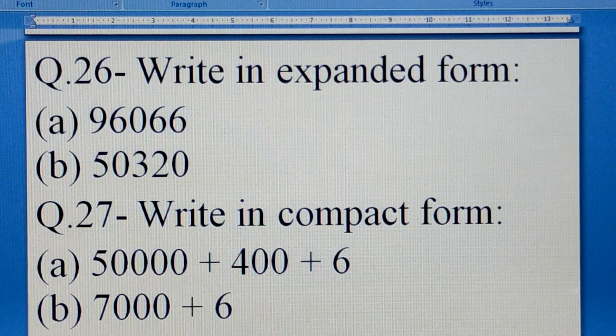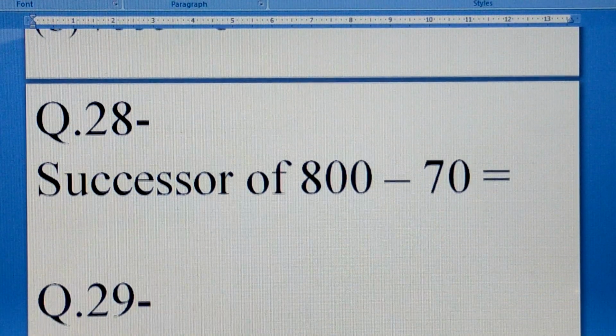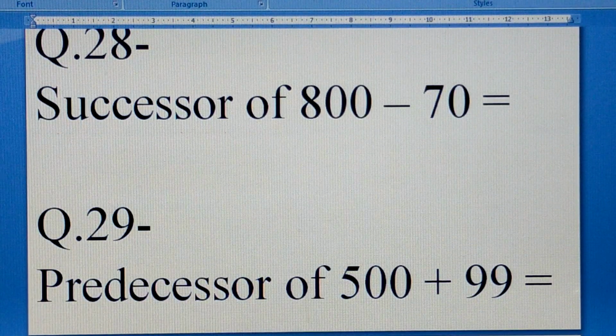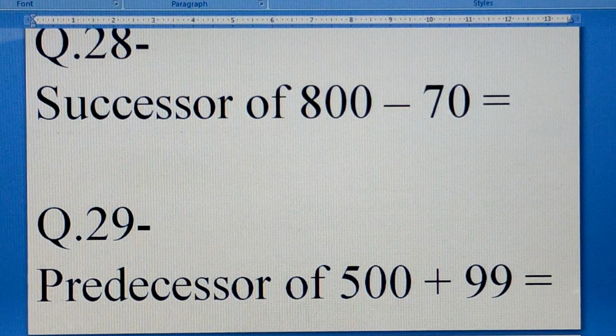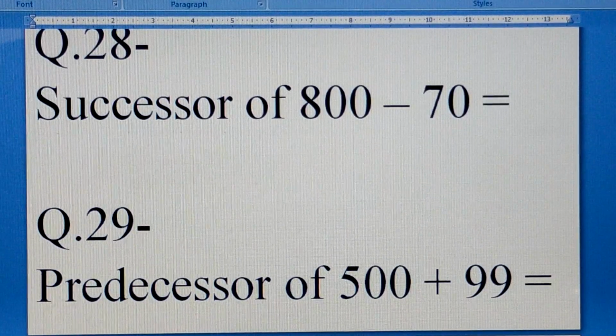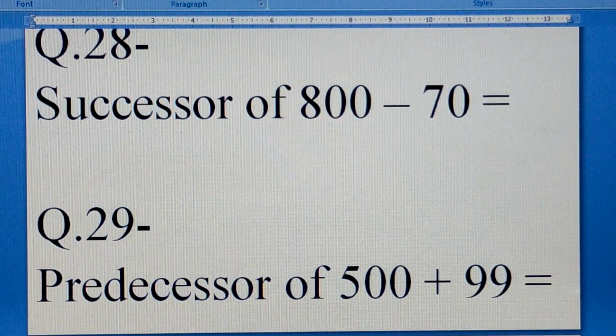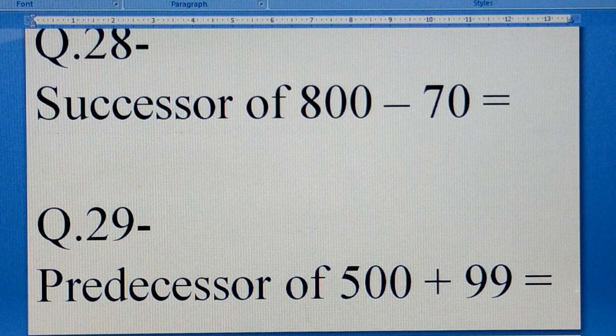Expanded form and compact form, you can write it yourself very easily. Question number 28. Successor of 800 minus 70. First of all, you have to solve 800 minus 70. Then you have to write the successor. Successor means plus 1. Predecessor means minus 1. First of all, you have to add 500 plus 99, and then you have to minus 1.